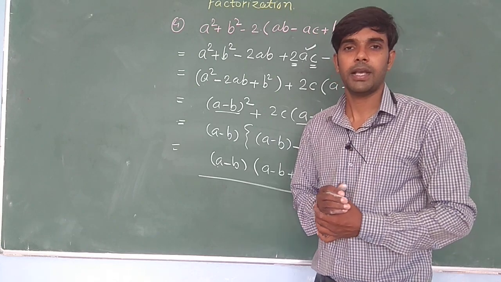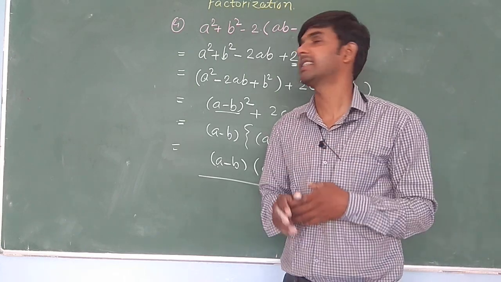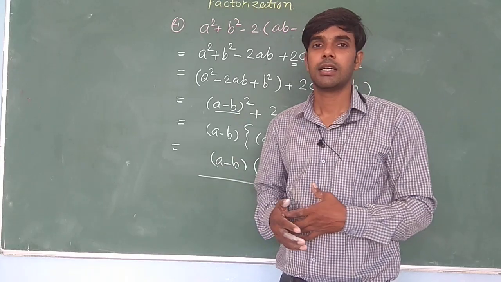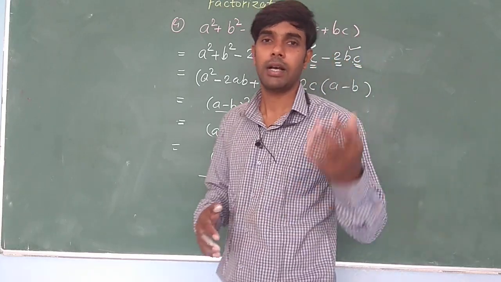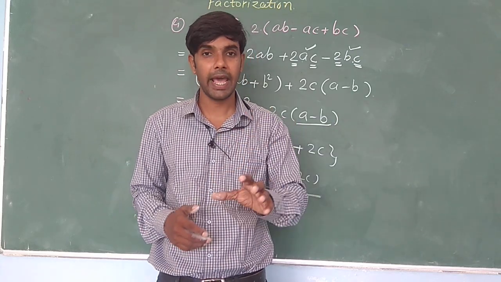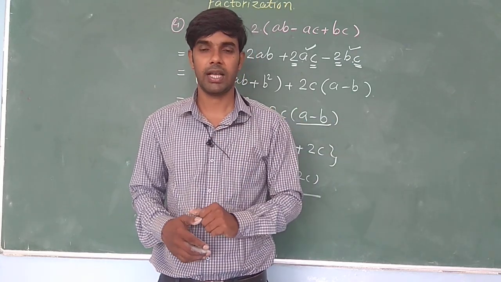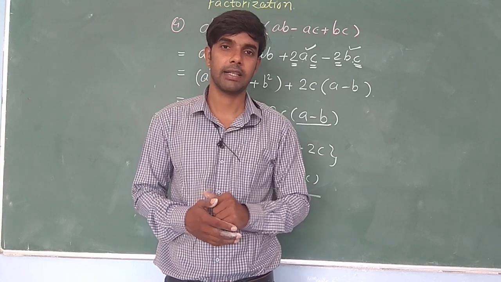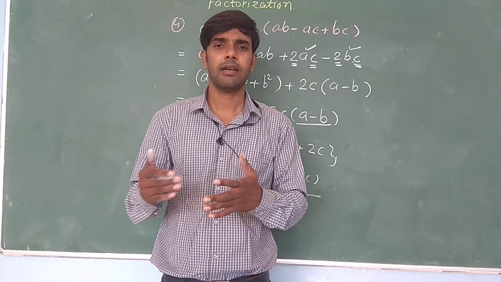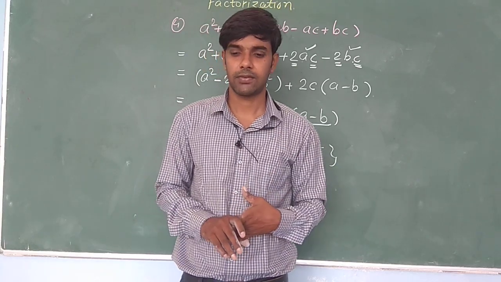Today we stop here. In the next lecture we will see other types of examples on the factorization of algebraic expressions expressible as a perfect square, that is, by using (a plus b) bracket square, (a minus b) bracket square, and the third identity, a square minus b square.